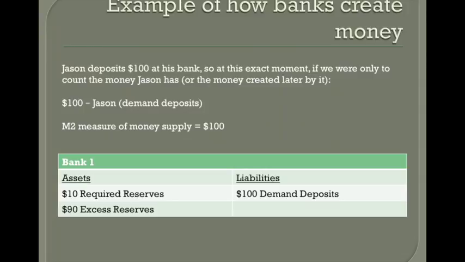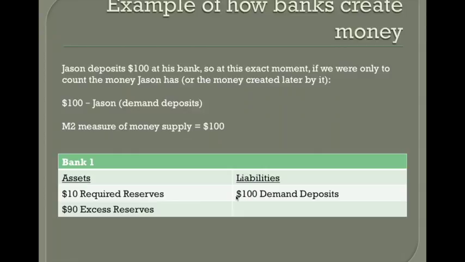Also, a little side note, if you're ever given a T account like this and I ask you to tell me what the reserve ratio is, then you're going to use the required reserves and the demand deposits. Just divide required reserves by demand deposits, and that'll tell you what the reserve ratio is. So the reserve ratio is 10%. We know that because required reserves is 10. And then at the moment he deposits it, the bank can't instantaneously loan that money out. So at least right now, we have $90 in excess reserves. And also notice that the assets equal the liabilities. $100 in reserves, $100 in demand deposits.